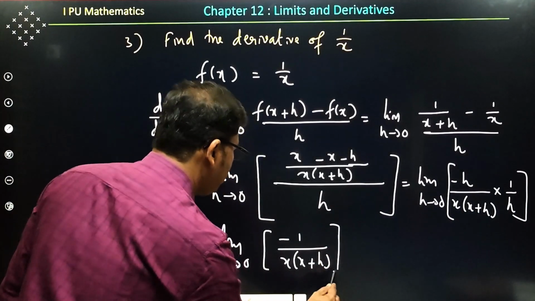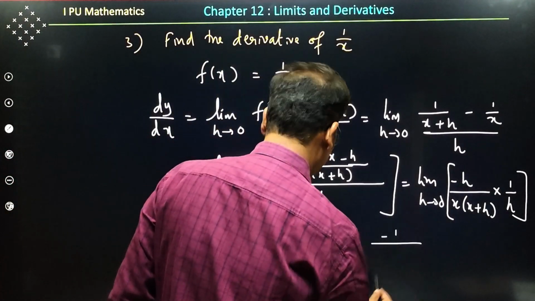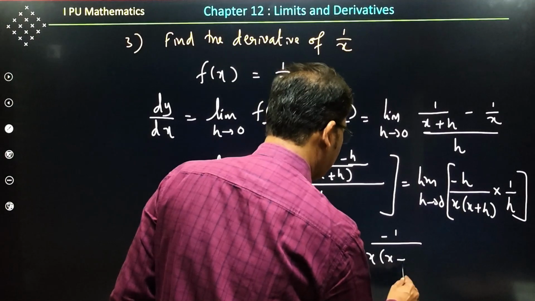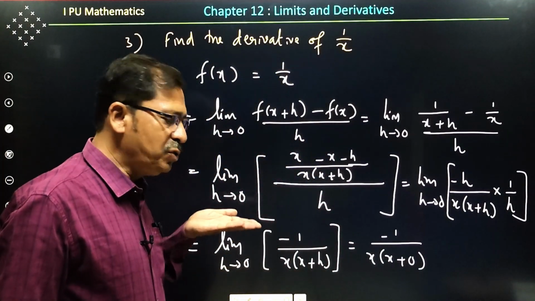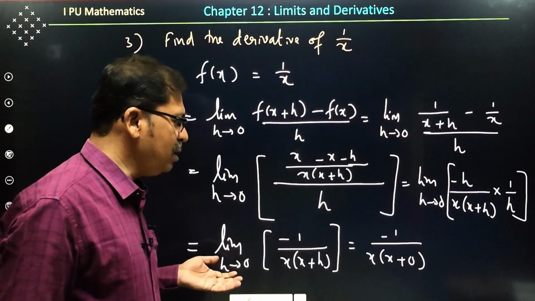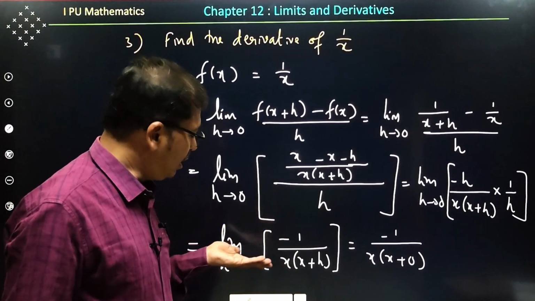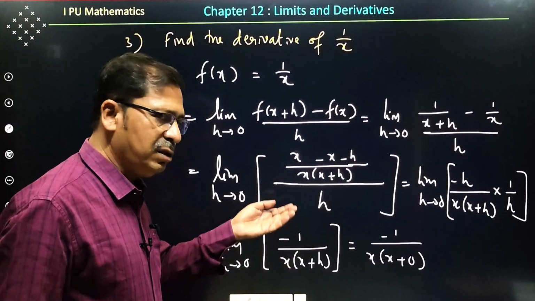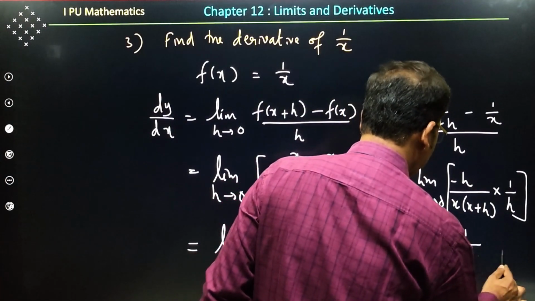If you substitute h is equal to 0, evaluate, no direct evaluation. Minus 1 divided by x into bracket x plus 0. I am evaluating the limit at this stage by the substitution method. h tends to 0 means what happens? You put h equal to 0. So this is equal to what you are getting? Minus 1 by x square you are getting.